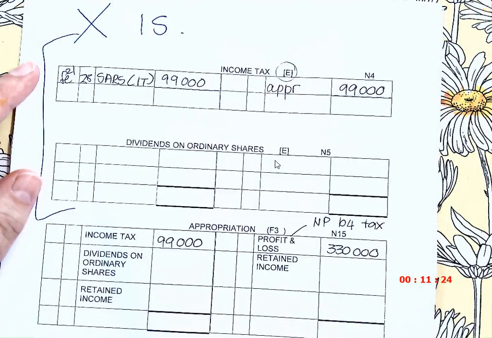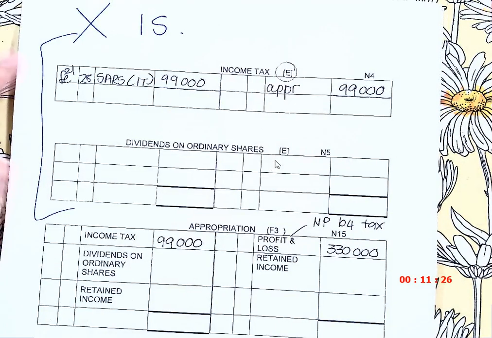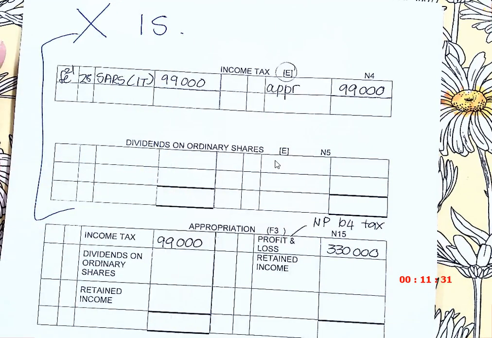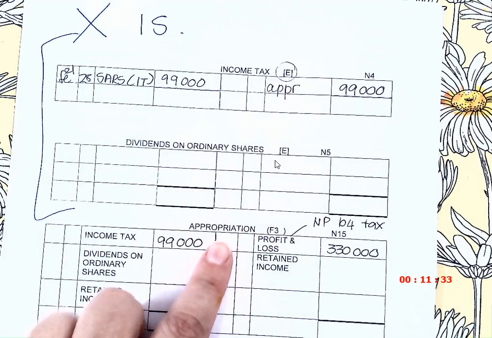Do you understand what I'm writing there? Can you see I'm summarizing for you? These two accounts are not in the income statement. They are part of appropriation.